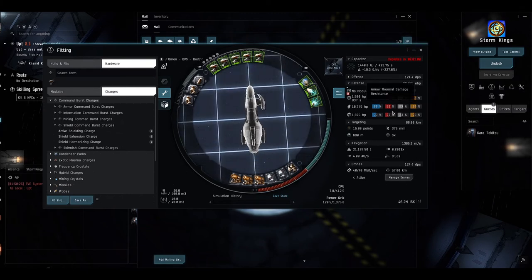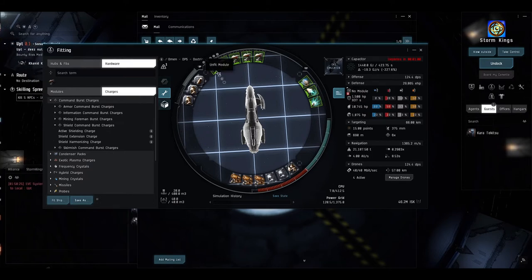But the same principle does apply. The higher you get your resists, the better it is. But don't all go straight resist, because it doesn't matter how resistant you are if you're paper thin, you're going to get your butt handed to you. The other thing to keep in mind is also your damage.